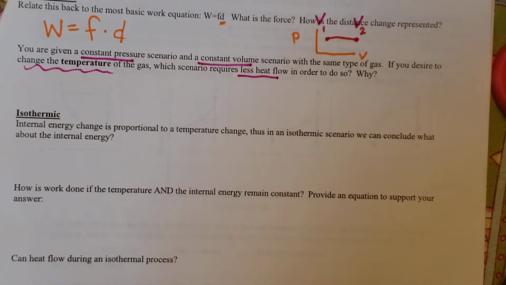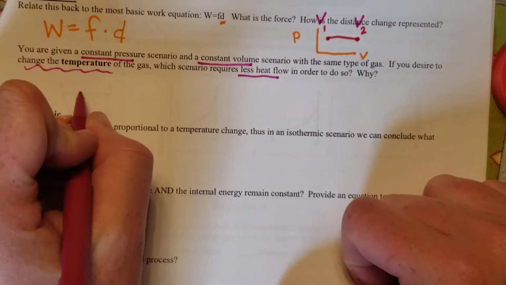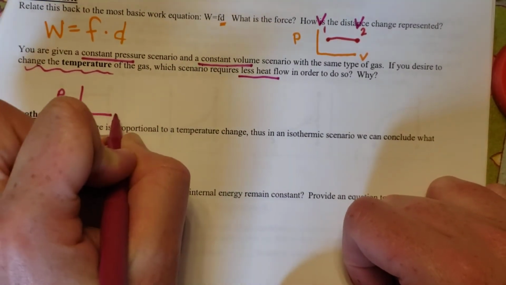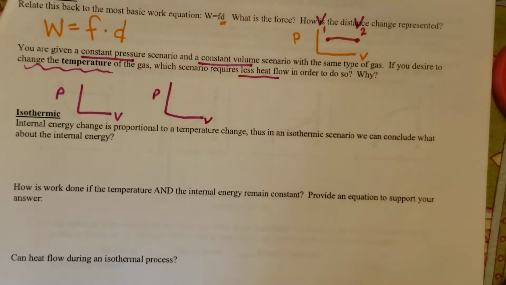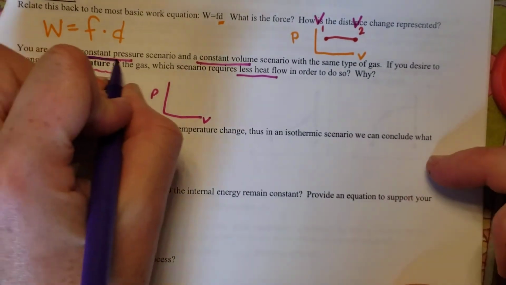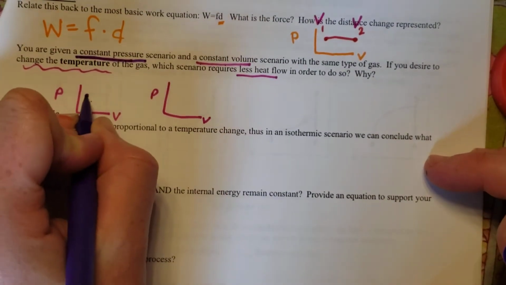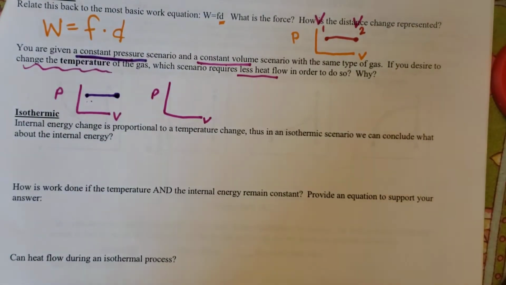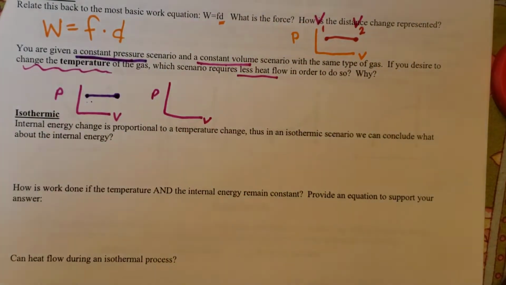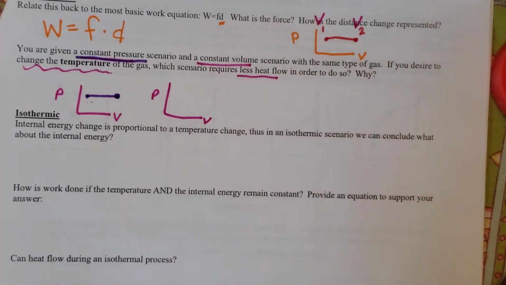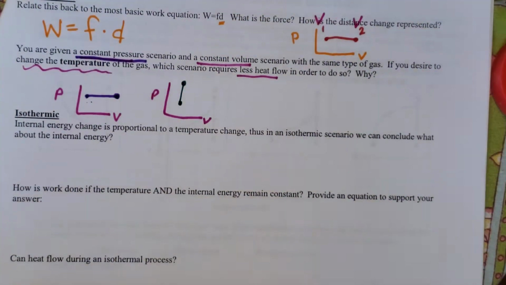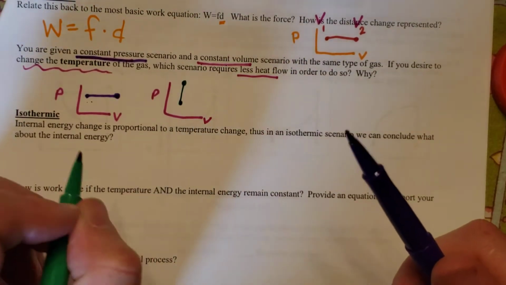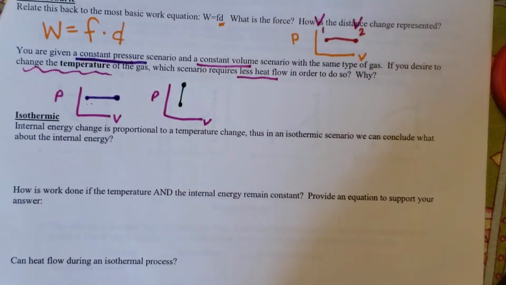Well, the only thing I can do is draw a quick picture. So in both of these scenarios, it says PV. We'll make it purple for the constant pressure. Constant pressure, okay, I'm going to have a horizontal line, meaning the volume changed. Constant volume, I'll use green, okay? That means I got a vertical line, just like that. All right, so which one will require less heat to have a change in temperature?